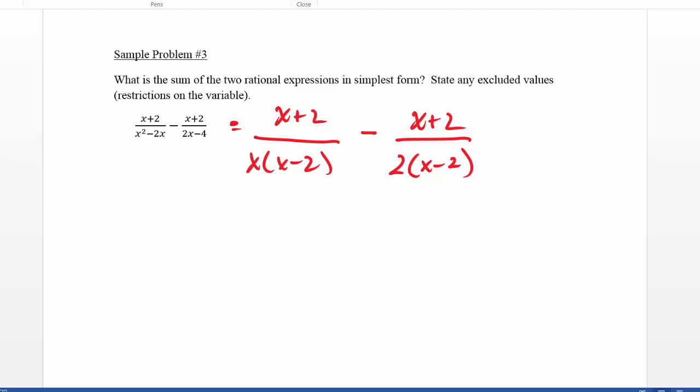So as we start sample problem 3, you can see I've quickly factored the denominators, and we have 3 separate parts. We have an x, we have a 2, and we have an x minus 2. Now the x minus 2 is common in both, so there's really no adjustment that needs to be made there in those denominators. But we need to multiply 2 to both the numerator and denominator on the first expression, and we need to multiply x to both on the second expression, and so I'll go ahead and do that now.